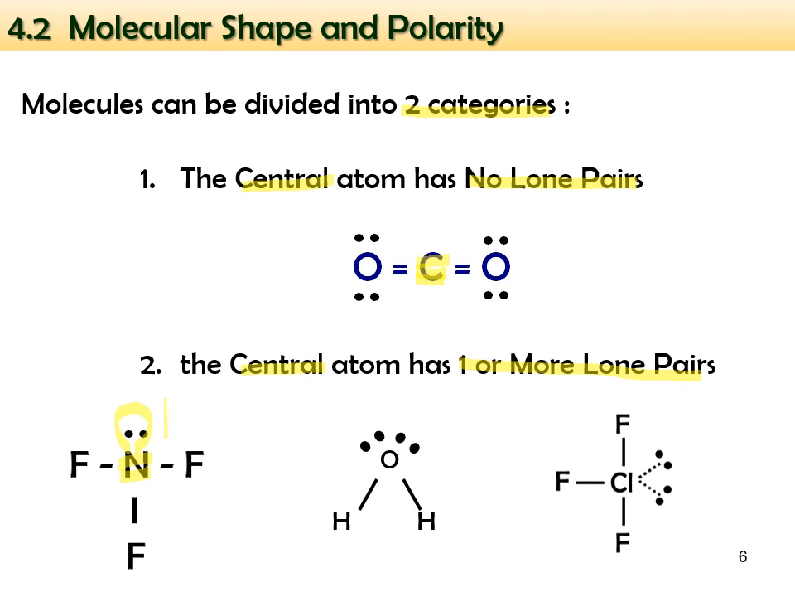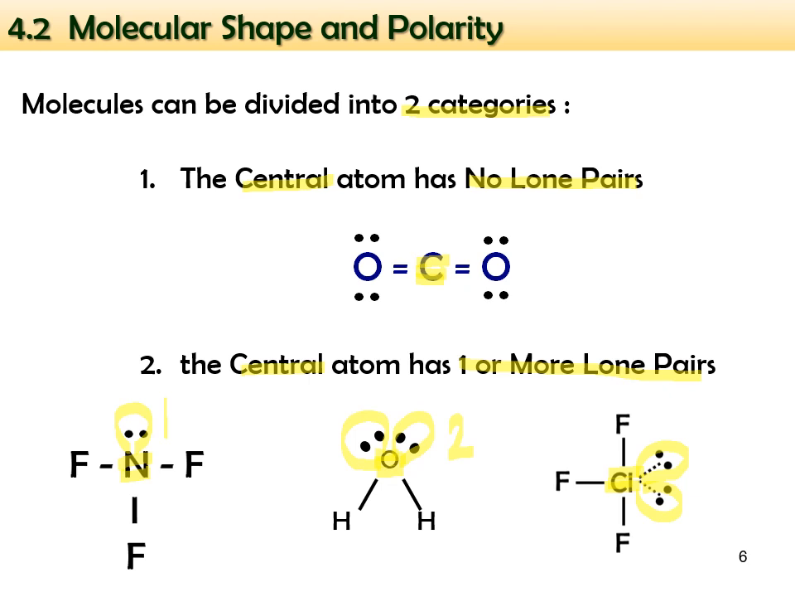So the next molecule is H2O. The central atom here is oxygen. So there are two lone pairs here. Okay, two lone pairs. So in this ClF3, the central atom here is Cl and it has two lone pairs. So we will focus on the central atom to determine the geometry.